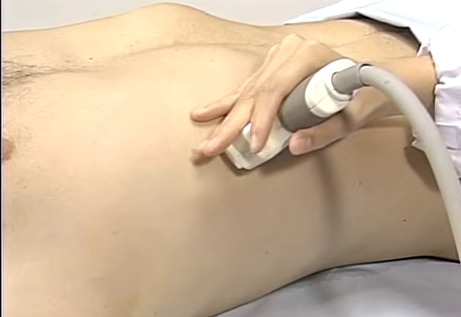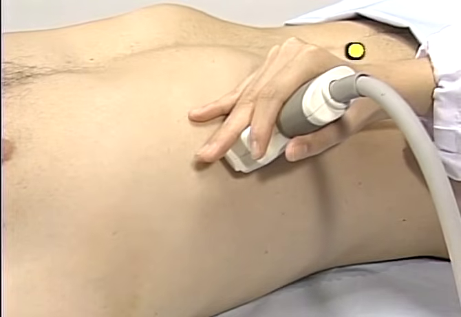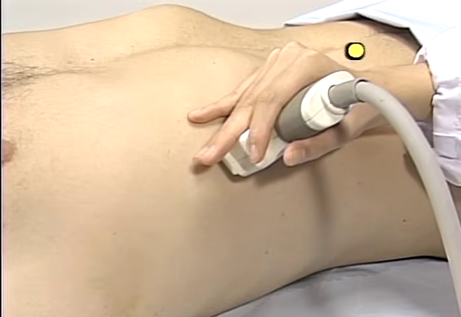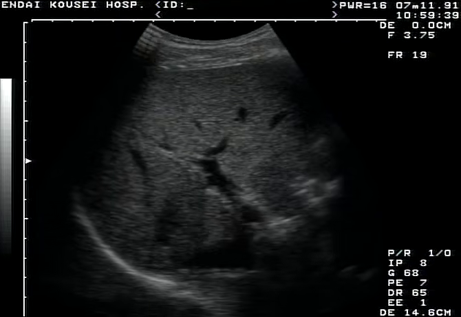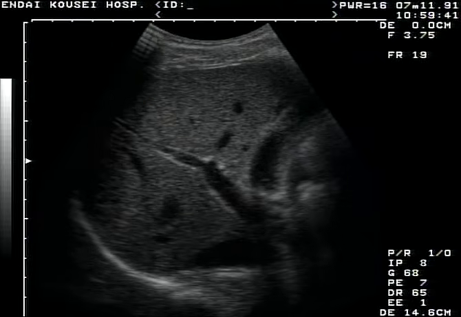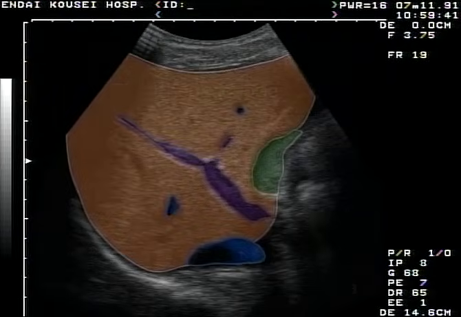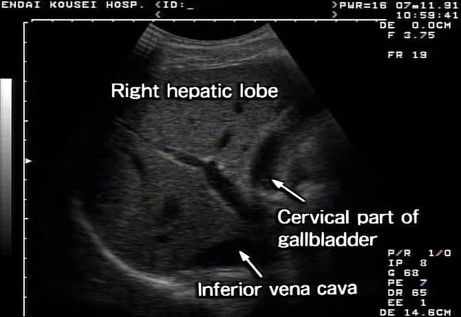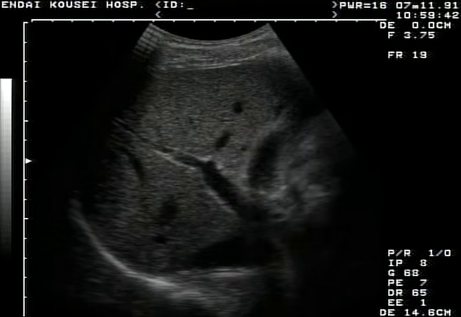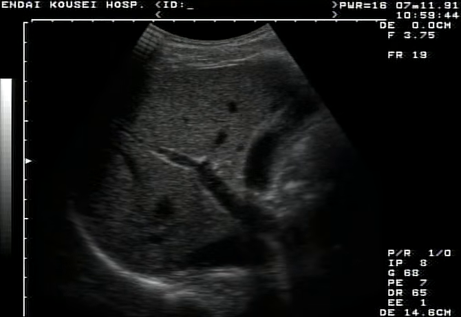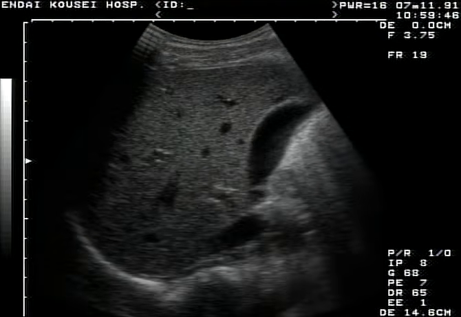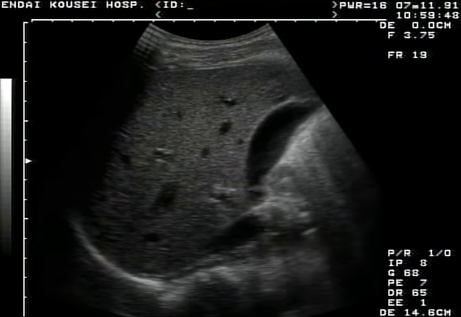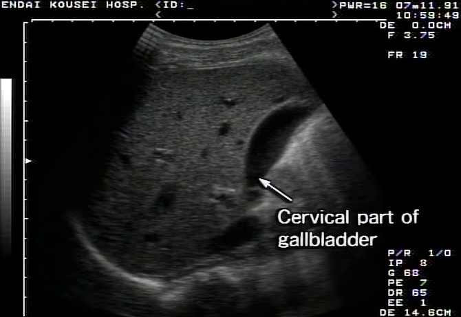Slide the probe over the region from the 7th to the 9th ribs. The plane thus defined is nearly orthogonal to the right subcostal margin scan. Visualize the gallbladder with respect to the right branch of the portal vein and scan the region while tilting the probe slowly. Then, observe the gallbladder wall and lumen carefully. This procedure is especially suitable for evaluating the cervical part of the gallbladder.